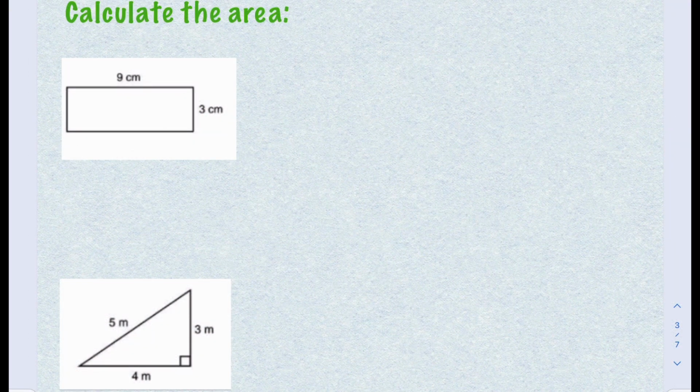Now that we've looked at the formula of the rectangle, triangle, and the parallelogram, let's calculate the area of these figures. Let's start with a rectangle. So to find the area of a rectangle, we need to find the length and the width. So looking at the figure on the left, we can see that the length and the width of this rectangle is 9 and 3 centimeters.